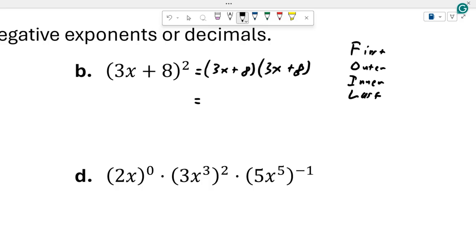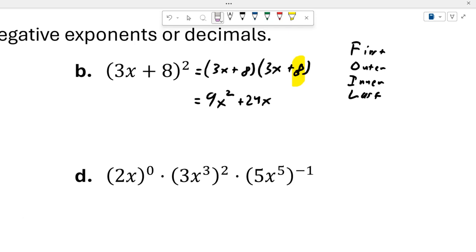So first, we multiply by the first term in each binomial. So that's 3x times 3x. So 3 times 3 is 9, and x times x is x squared. That's our first term. Our second term is the outer terms. So it's the terms that are on the outside like that, right? So that means we're going to multiply this 3x by this 8. So 3 times 8 is 24. And then we just have a single x. So it just kind of comes along for the ride. So that's my outer.